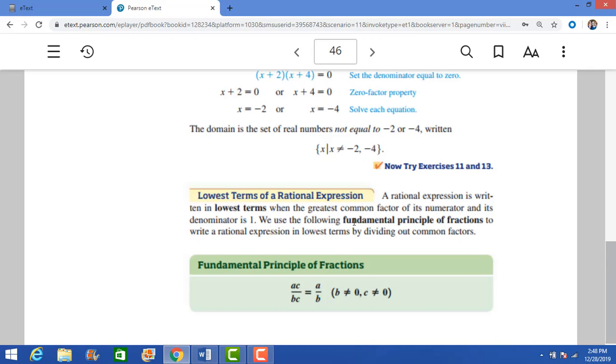Okay, so we're going to use the fundamental principle of fractions to write a rational expression in lowest terms by dividing by common factors. So the fundamental principle of fractions says that if we have AC over BC, we can cancel and divide out the C's and we get A over B. Okay, and of course, A over B is going to be in lowest terms. Okay, and again, we're assuming that B and C are not equal to 0.